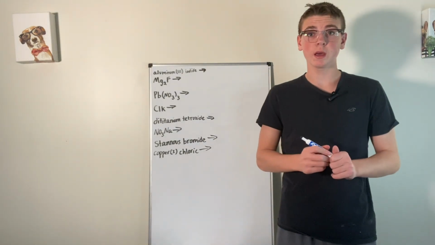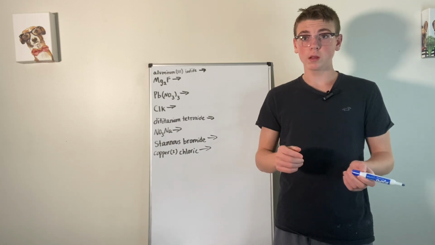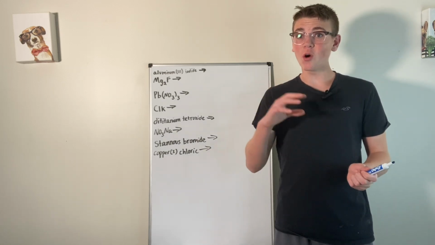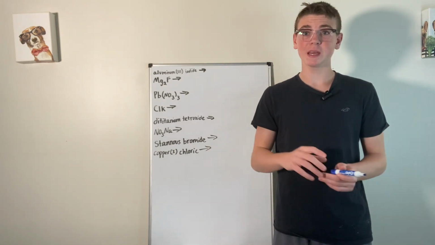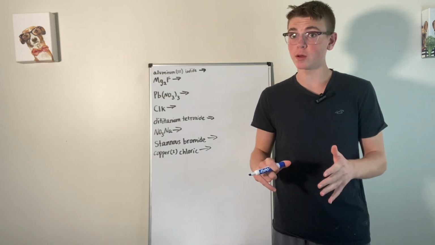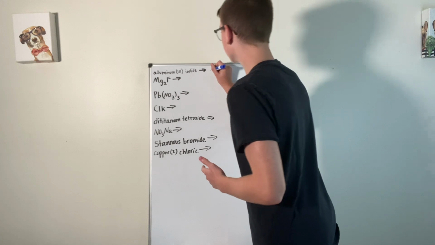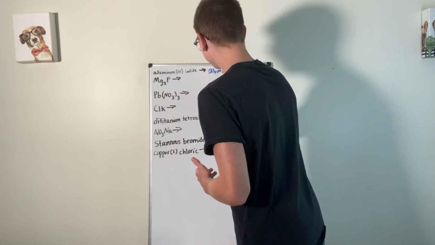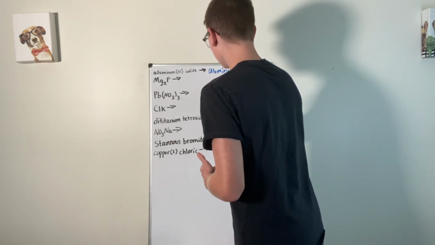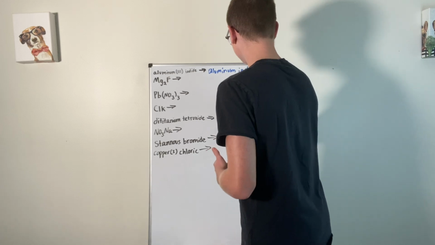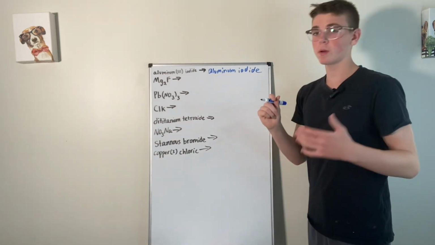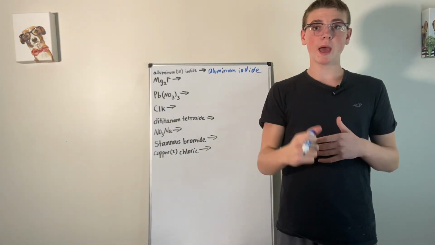Aluminum 3 iodide. Well, aluminum is always 3 plus. It's not a transition metal. It is a metal, but it's not a transition metal. So you just don't need that 3. So you just say aluminum iodide. And that's it.